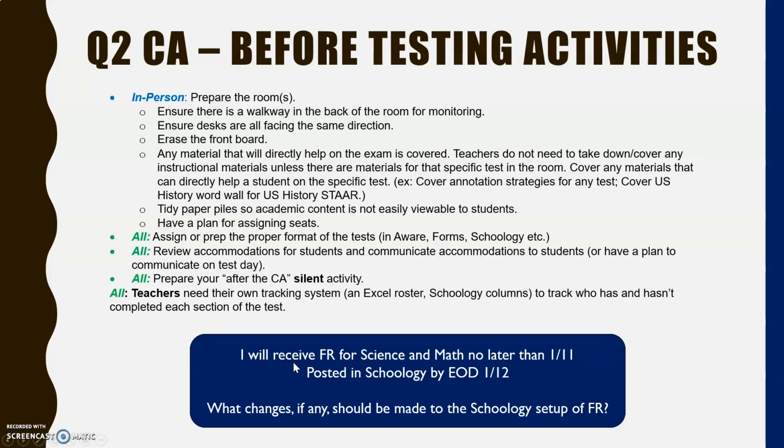You should also prepare your own tracking system. It can be an Excel roster, it can be Schoology columns, but track who has and hasn't completed each section of the test. This provides an extra layer of accuracy so that the CTC, me, the entire instructional team can support you in your course in making sure that all students take both the multiple choice and free response.